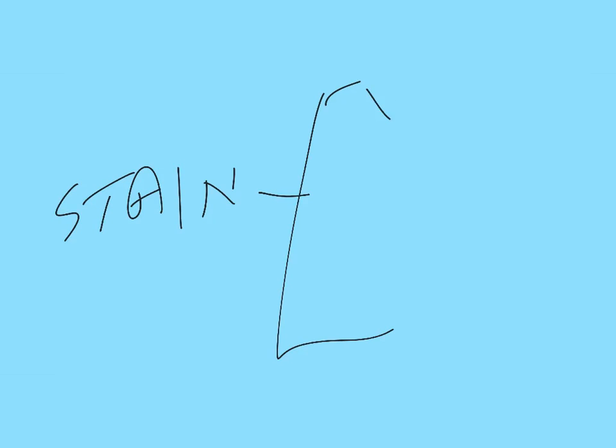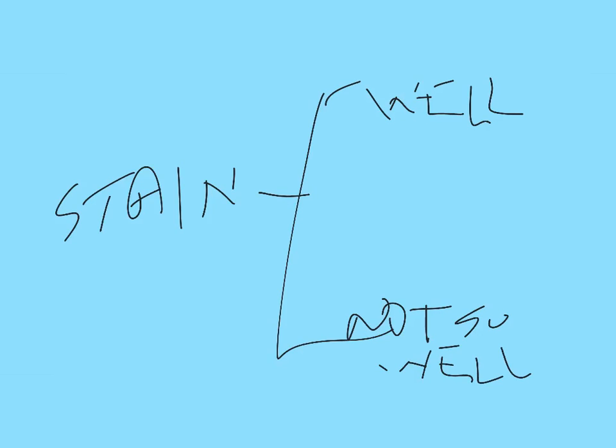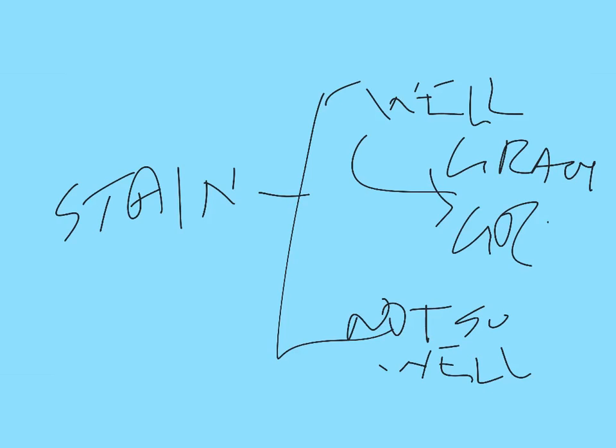So the normal taxonomy you'll normally see starts off with whether or not the bugs stain, right? They're going to stain well, or they're going to stain not so well. The bugs that stain well are going to be divided into gram-positive and gram-negative. We're not going to do that.